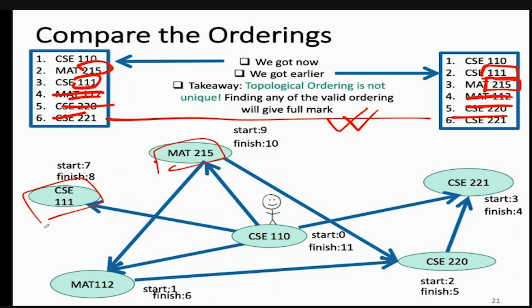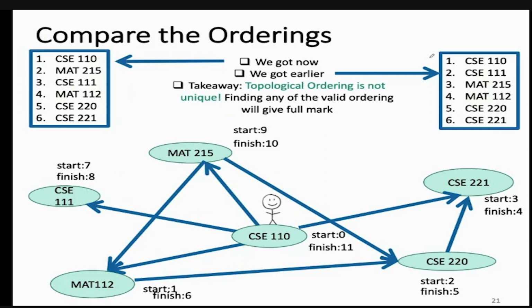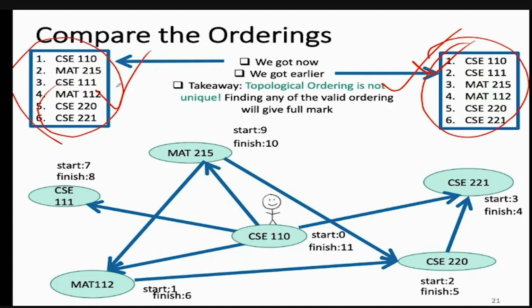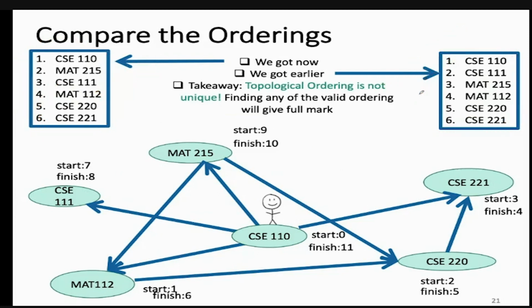So what we are basically trying to say here is this is a valid topological ordering, and this is also a valid topological ordering. Both of them are valid. What we are trying to say is that topological orderings are not unique. One graph can have multiple valid topological orderings, and you will be good if you find any of the valid ones. You will be given full marks for any valid ordering you provide.